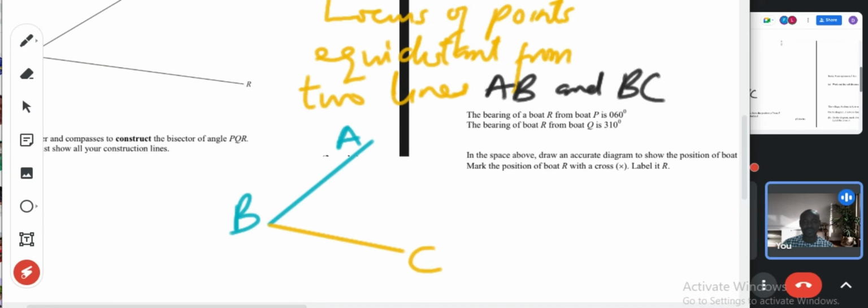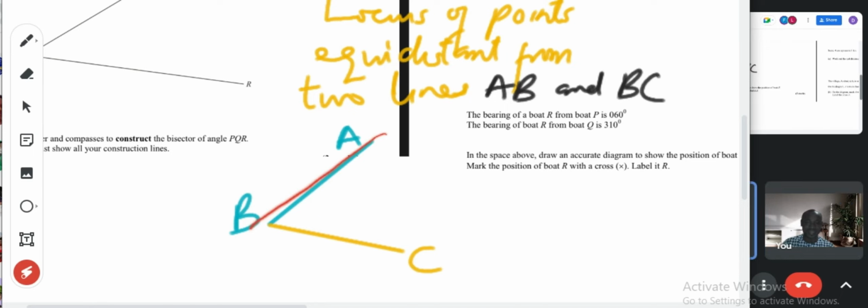So we want to find the locus of points equidistant from two lines, AB and BC. All you need to do is bisect the angle formed between them. Did you get that? Bisect the angle. You do the angle between B and A and then B and C? Just the angle formed between the two of them.